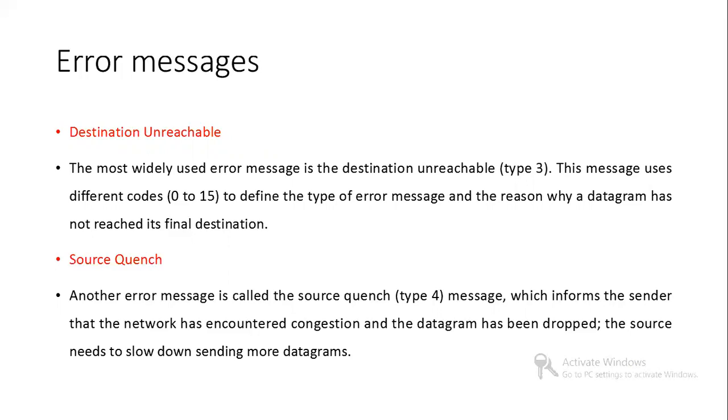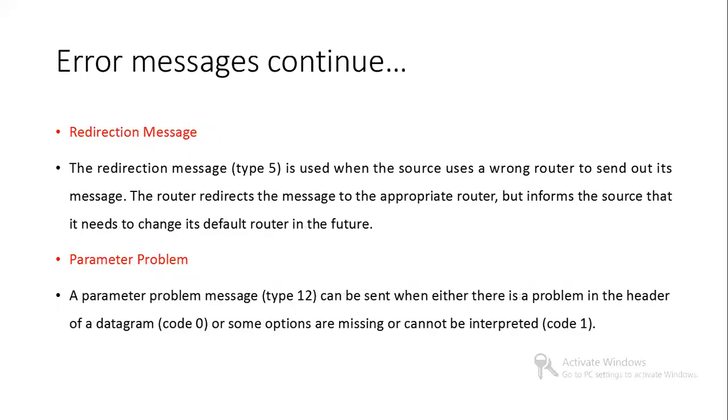The second one is source quench. Another error message is called source quench. It is a type 4 message, which informs the sender that the network has encountered congestion and the datagram has been dropped. The source needs to slow down sending more datagrams. In other words, ICMP adds a kind of congestion control mechanism to the IP protocol by using this type of message.